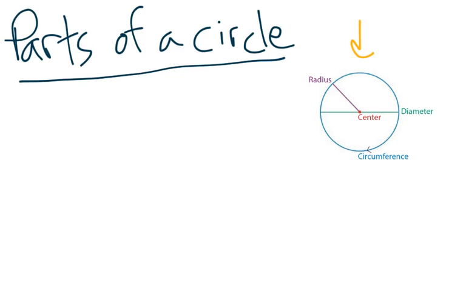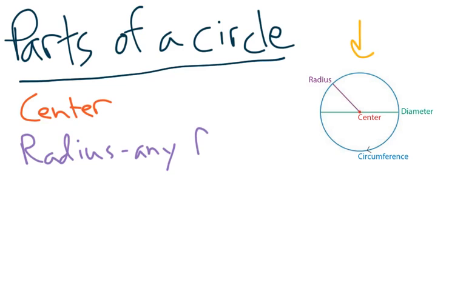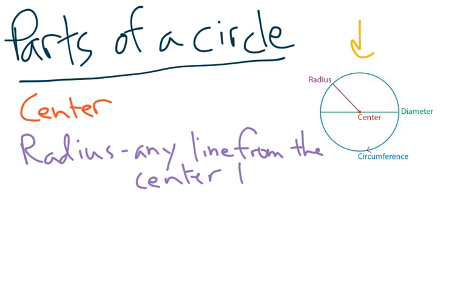So this picture right here does a great job depicting everything that you need to know about a circle. So a key part is obviously the center, and I don't think I need to write down the definition for that. That's the center of a circle. It's kind of a big deal. After that, we have the radius. The radius is any line from the center to the edge of the circle. So anything coming from the center going off to the edge.